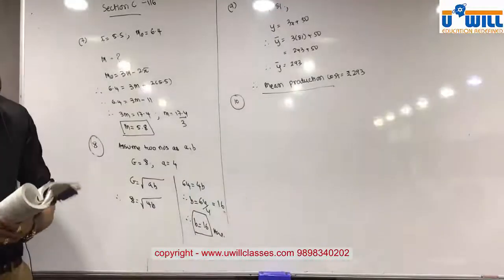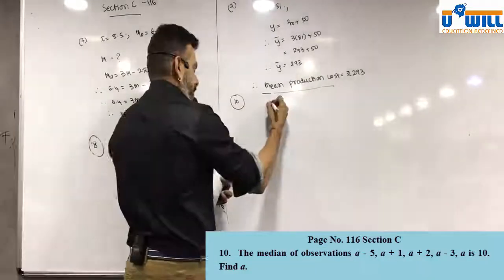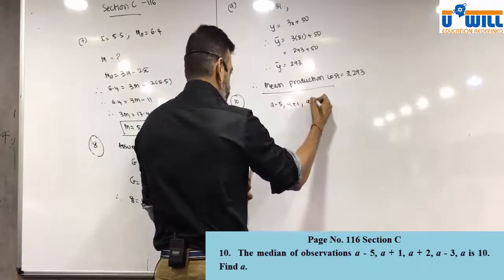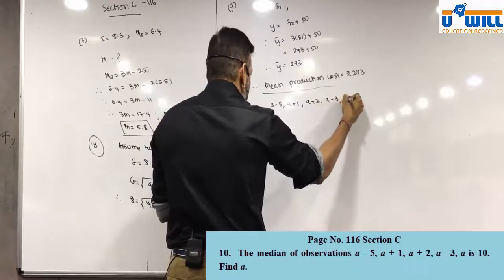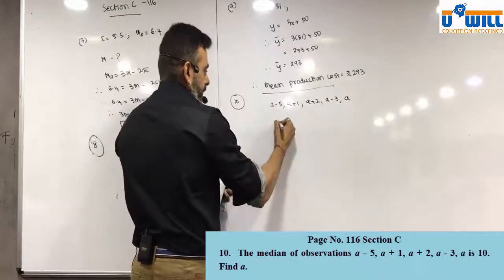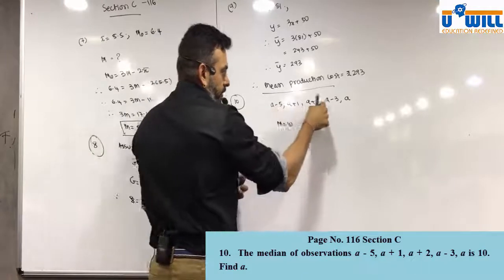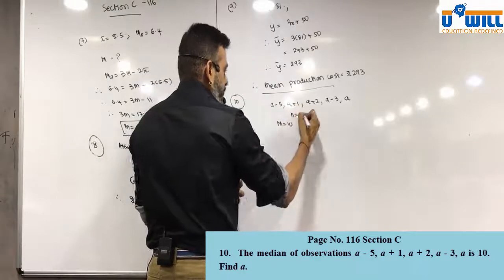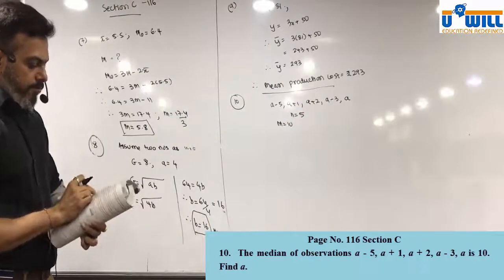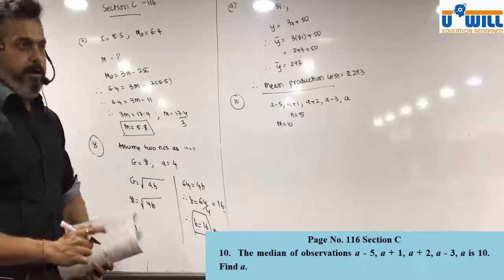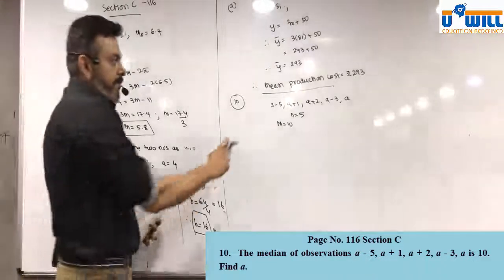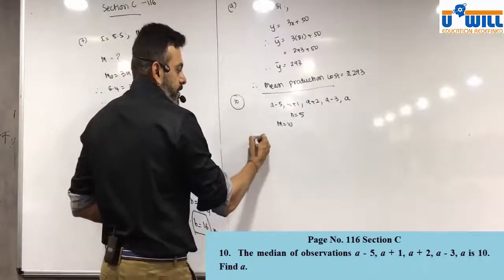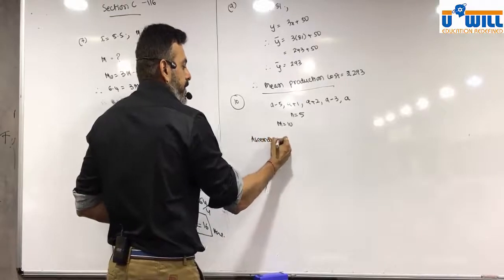10th sum. ध्यान देना प्लीज, थोड़ा ट्रिकी सम है ये. A minus 5, A plus 1, A plus 2, A minus 3 and A is 10. So median is equal to 10. 1, 2, 3, 4 and 5. So n is equal to 5. Now first we have to arrange it in ascending order. It is not in ascending order because here it is minus 5, here it is plus, then again minus. So we arrange this in ascending order.